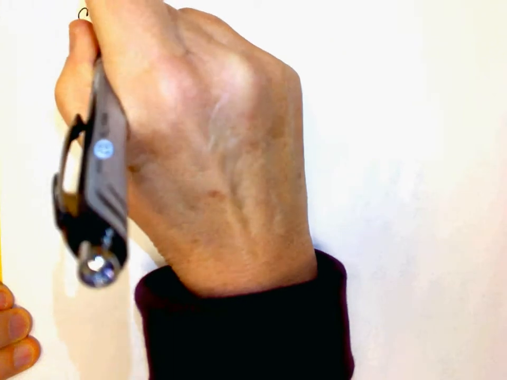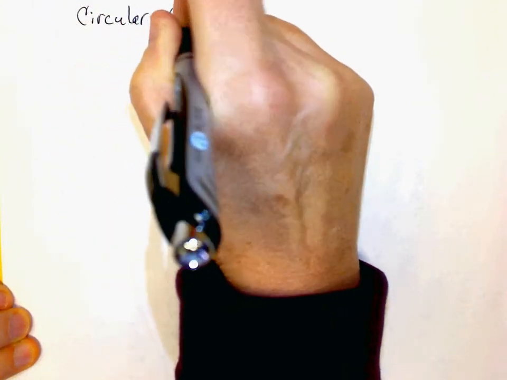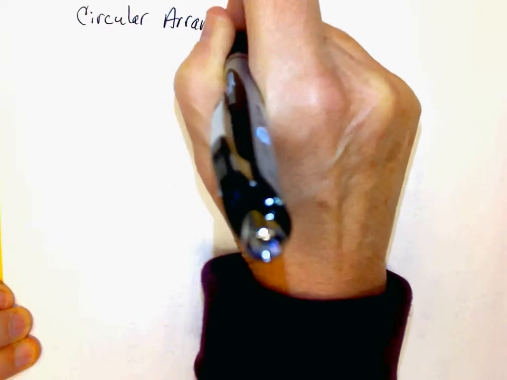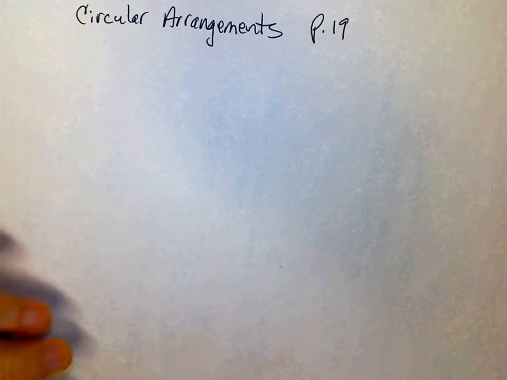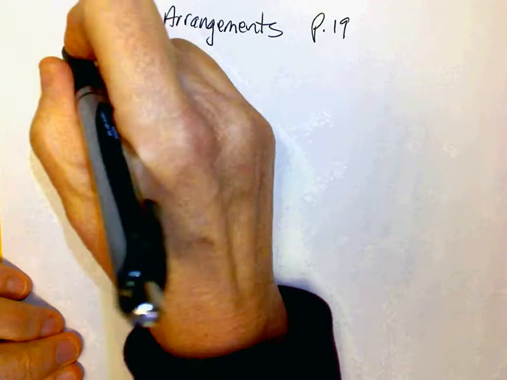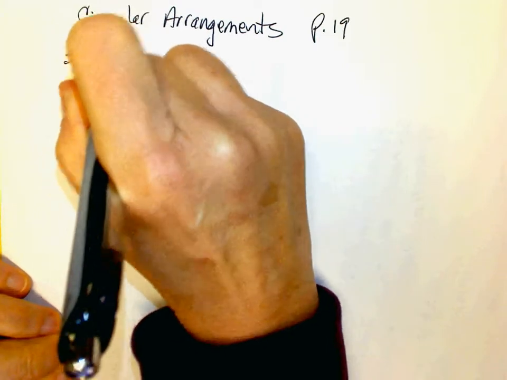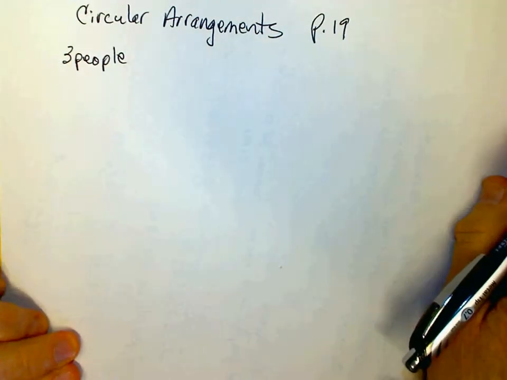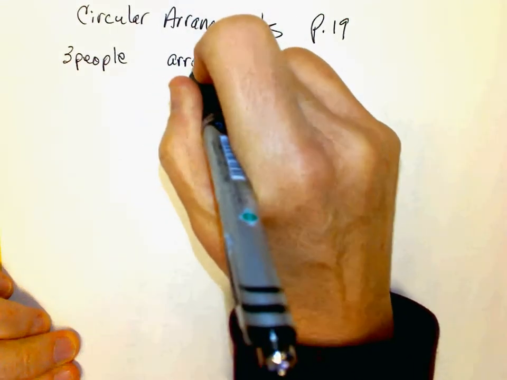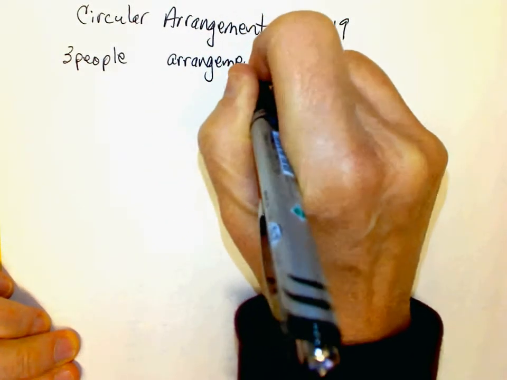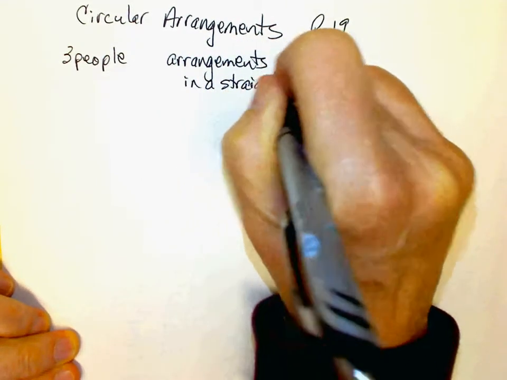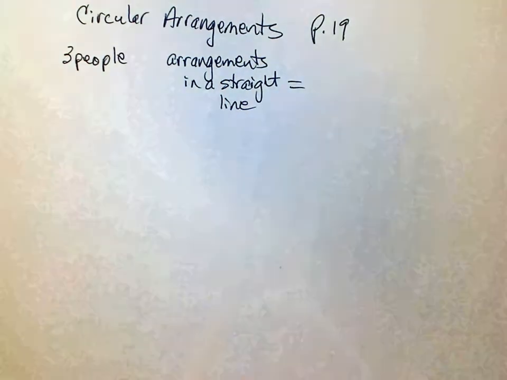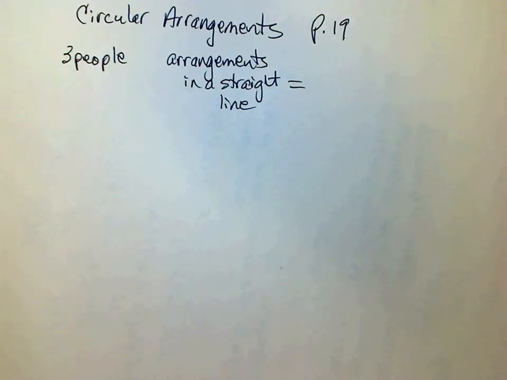So right now we're starting circular arrangements, and this is on page 19. Okay? All right. Suppose we have three people. How many ways are there to arrange them in a straight line? How many ways? Arrangements in a straight line. How many ways are there to arrange three people in a straight line?